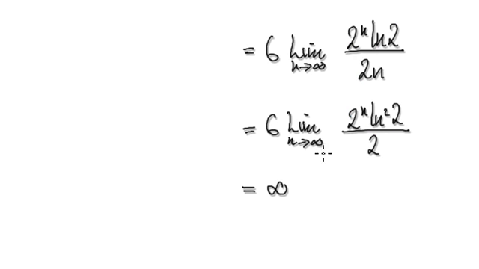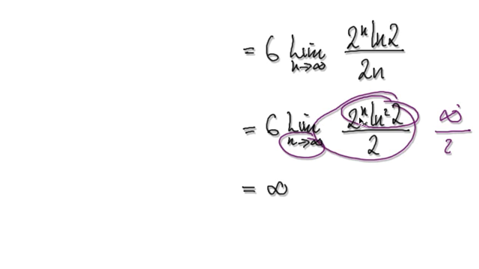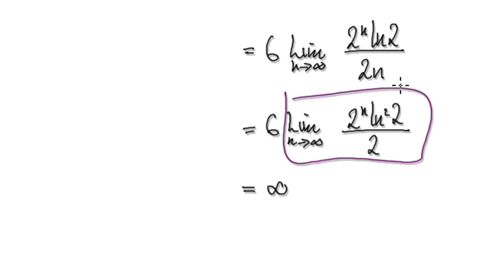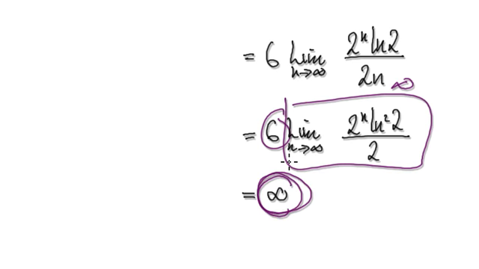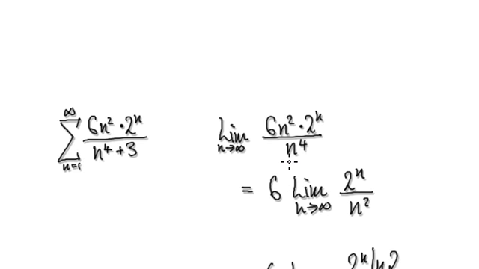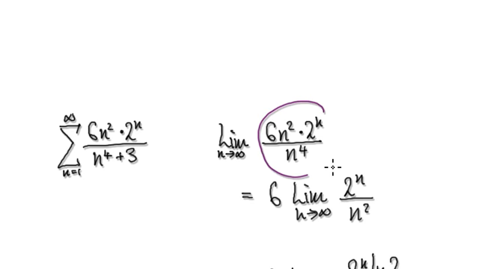So here, now you can tell that as n heads towards infinity, this is just going to get bigger and bigger and bigger. This is a constant, so therefore the whole thing here will head towards infinity. This thing here heads towards infinity, and then you times 6, it's going to be infinity. So as n heads towards infinity, this thing here is going to head towards infinity.